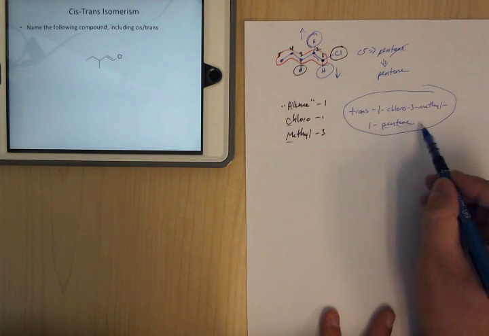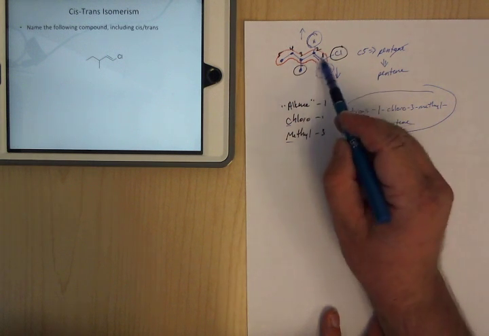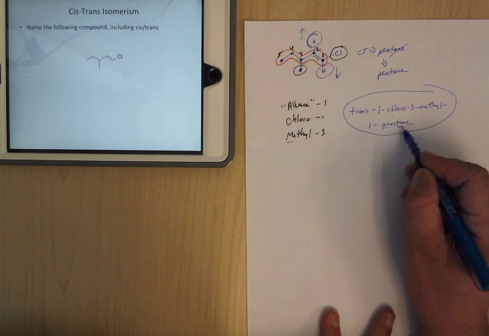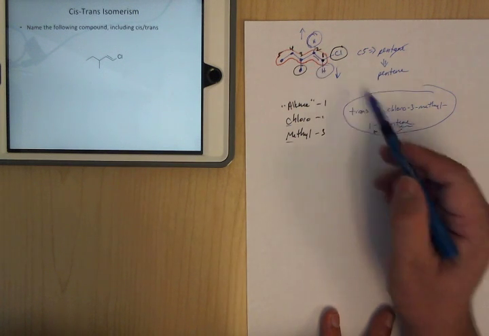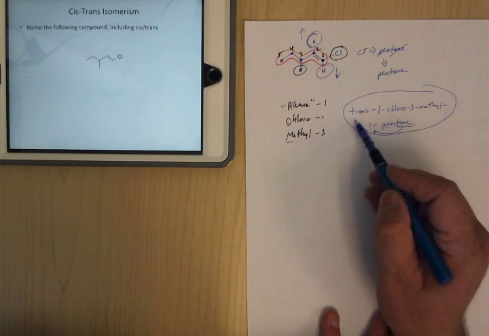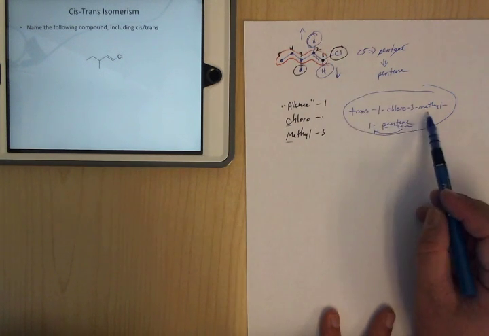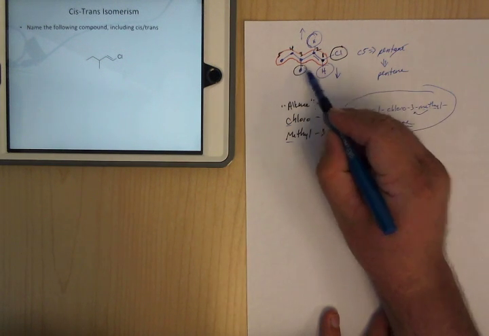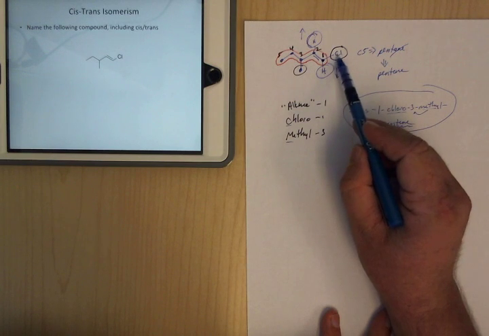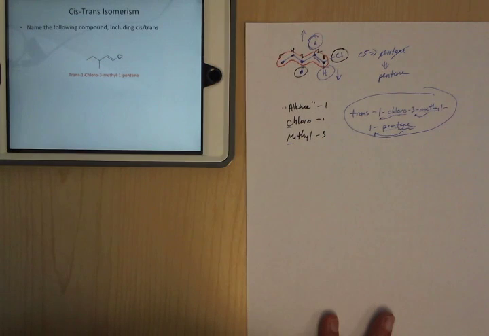So we have a main chain that's 5 long. Oh hey, we have a double bond in it. Where does it start? It starts at carbon 1. And what configuration is that double bond in? It's trans, so we have one hydrogen down, one hydrogen up. Oh hey, we have a methyl group. It's hanging off of carbon 3. We also have a chloro group, hanging off of carbon 1. There we go. So trans-1-chloro-3-methyl-1-pentene.